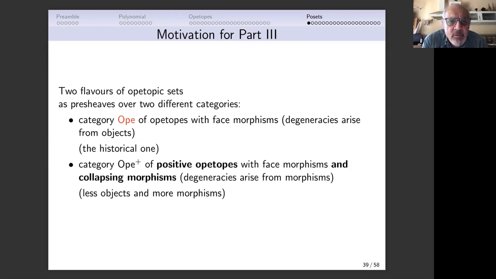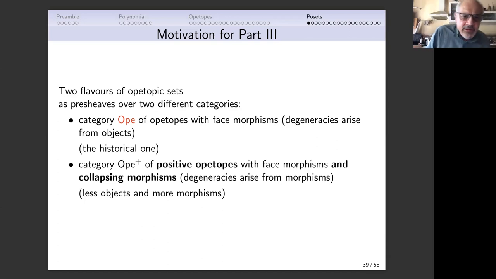It happens that we can organize opetopes quite differently in two categories. Either we have a category of opetopes whose morphisms are face morphisms, and this I would call the historical one. In this category, the notion of degeneracy, identities, etc., arises from the objects of the category, just as I have shown you. The degenerate opetopes give me identities in some sense.